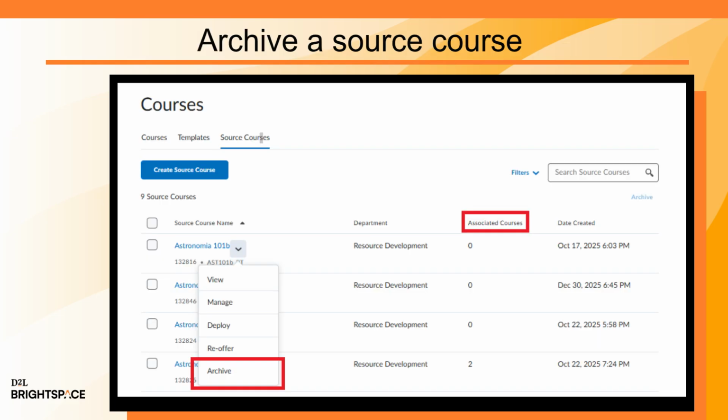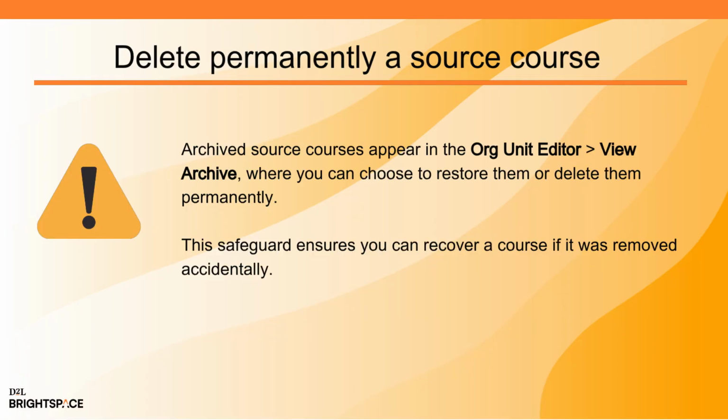To archive a source course, first ensure that it has no associated course offerings. In the Source Courses tab, click the context menu beside the source course name and select Archive. If the course still has associated offerings, those must be archived before the source course can be archived. Archived source courses appear in the Org Unit Editor, Recycle Bin, where you can choose to restore or delete them permanently. This safeguard ensures you can recover a course if it was removed accidentally.